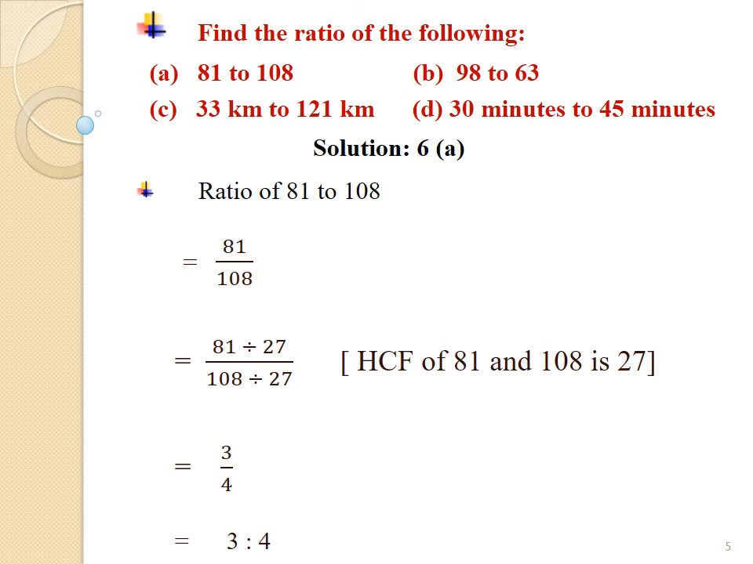Ratio of 81 to 108 equals 81 by 108. Now reducing 81 upon 108 into the simplest form by their HCF 27, we get 81 divided by 27 upon 108 divided by 27. Now dividing 81 by HCF 27 and also 108 by HCF 27, we get 3 upon 4, which equals 3:4. Thus, the required ratio is 3:4.